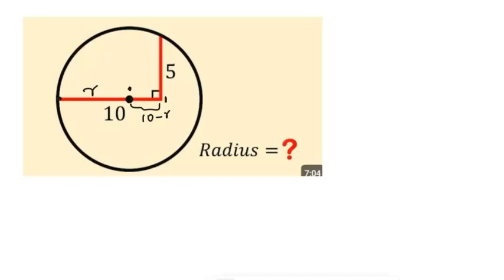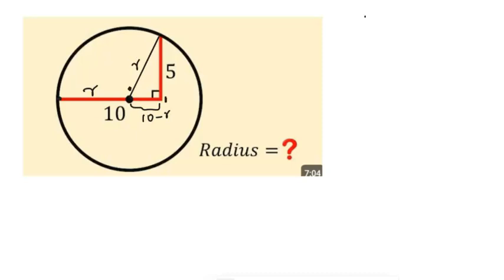Now, let us draw this line from the arc to the center of the circle. That line is going to be the radius as well. Now, we can concentrate on this right triangle right over here. The radius r is the hypotenuse, while the length 5 is the opposite side, and 10 minus r is the adjacent side of this right triangle. Now what do we do? We use the Pythagoras theorem.